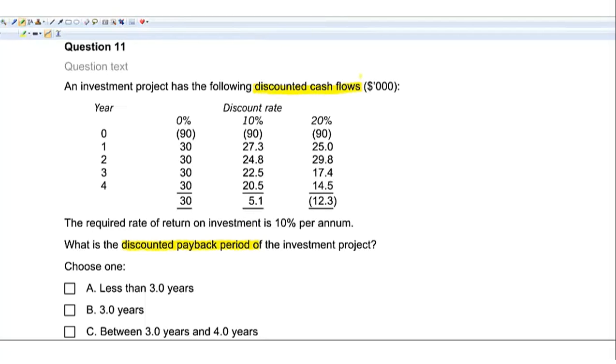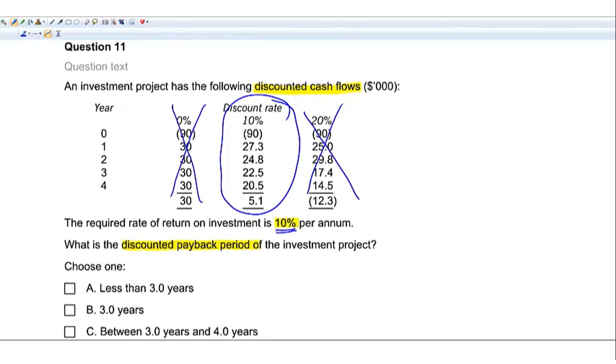It tells us in the question that this is a company which has a required rate of return of 10%. So looking at the information that we're given in the question, let's get rid of what is not relevant to us. So we don't need the column with the discount rate at 0%. We don't need the column with the discount rate at 20%. What becomes important to us are the discounted cash flows generated by the project at a discount rate of 10%, because that is the company's required return. Now, just to remind you, the payback period is the number of years that it takes for the project's cash inflows to pay back their outflows.